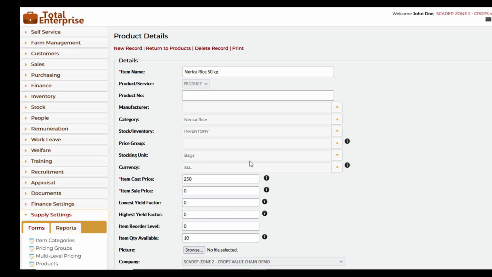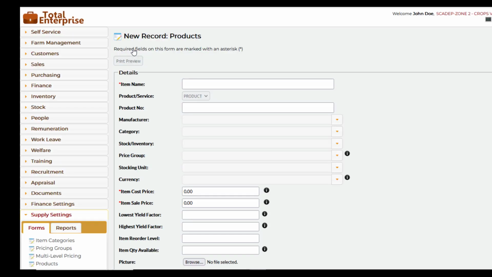You don't add the item into your product setup. You don't create a new record for the item that you are purchasing in bags. So I look for another example, maybe sawdust. Let's say that I'm buying this sawdust in bags of 50 kg.